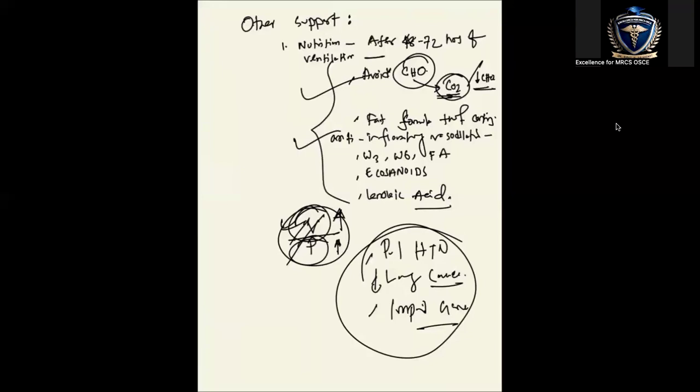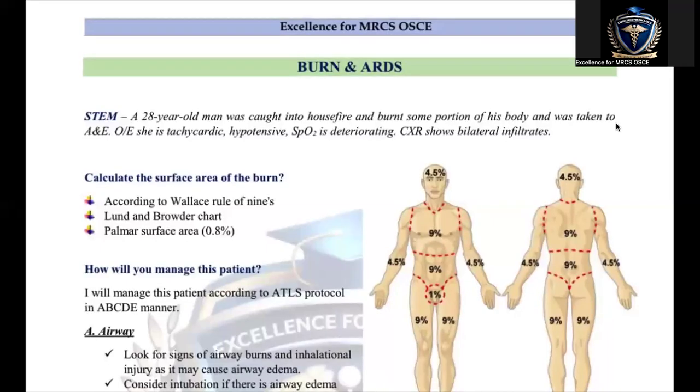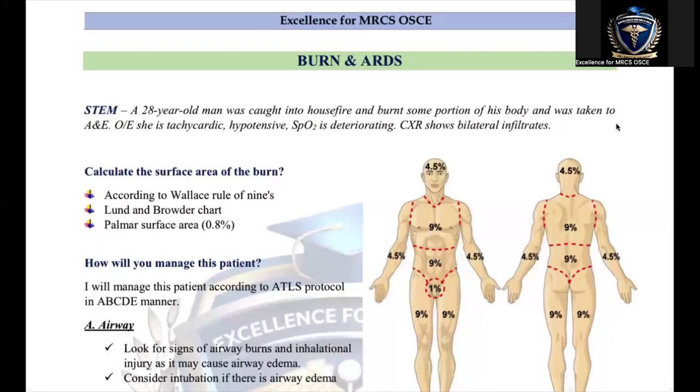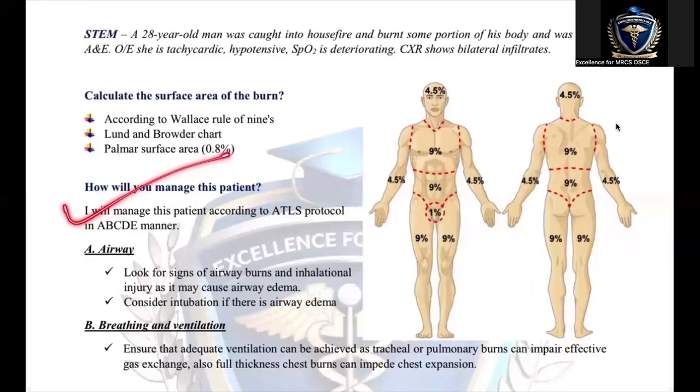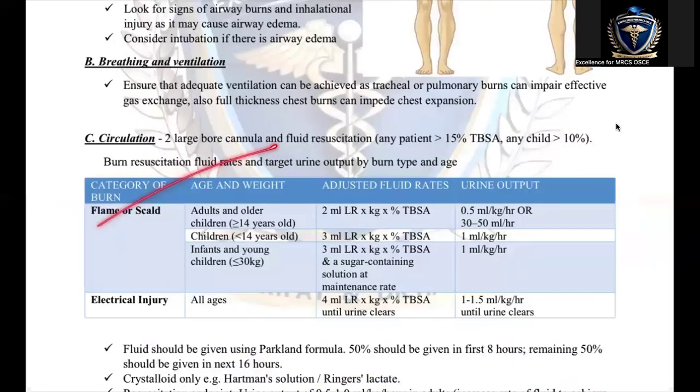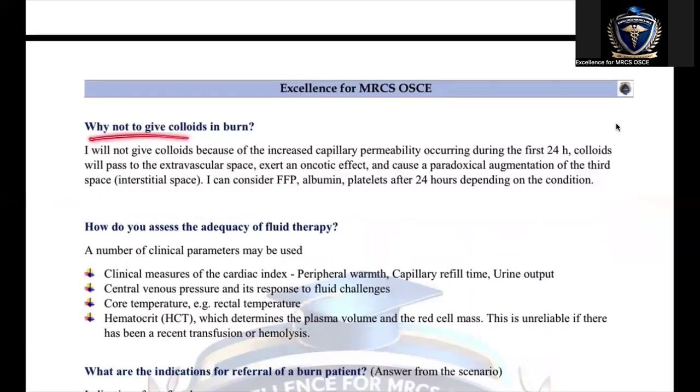So now come to the book. Calculate the surface area of the burn. We have already mentioned this. How would you manage the patient? We have done these things. Circulation, everything we have discussed. Why not to give? Just answer immediately. Why not to give colloid in the burn patient? Just tell me why.